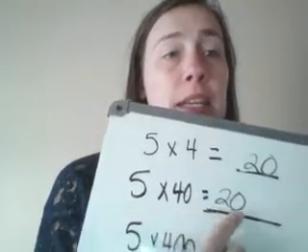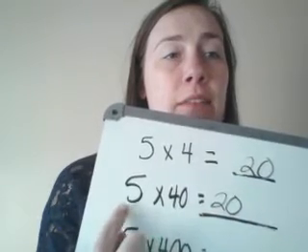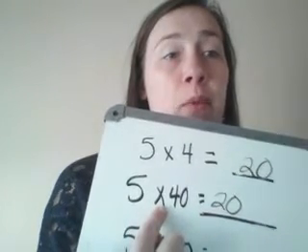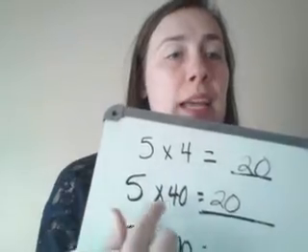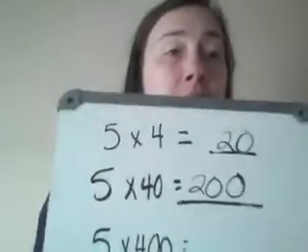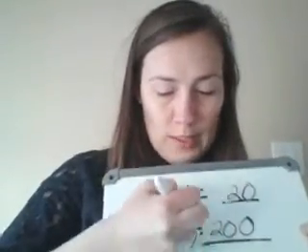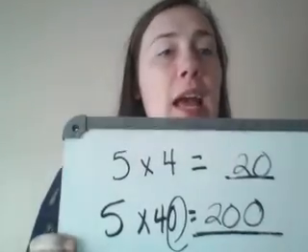And so immediately in this problem, I see 5 times 4, or 5 times 40, and I have 20. And then I'm going to add a 0 to the end because we have 1 0 after the 4. So 5 times 40 equals 200. I'm going to show it again with a third multiplication problem to see if you can remember this concept.